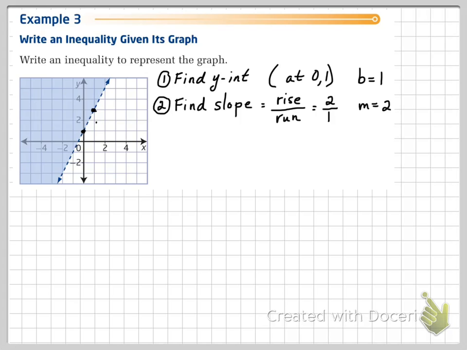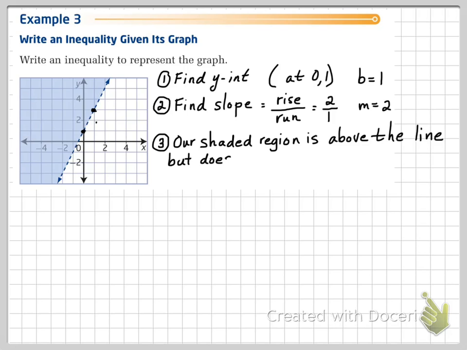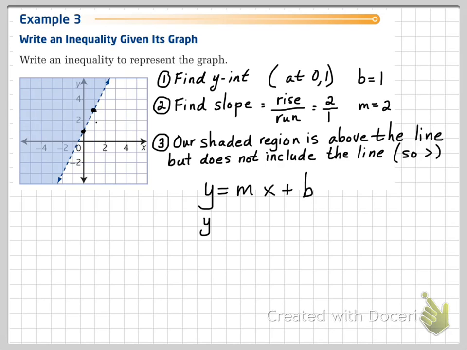So now I have the slope, m, is equal to 2. Next, I'm going to notice that our shaded region is just the part above the line, but doesn't include the line. So it's going to be greater than, not greater than or equal to. So from y equals mx plus b, we can say y has got to be greater than 2x plus 1.